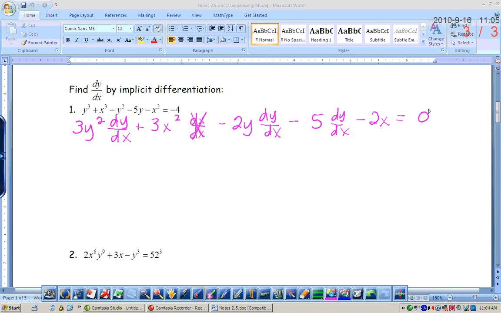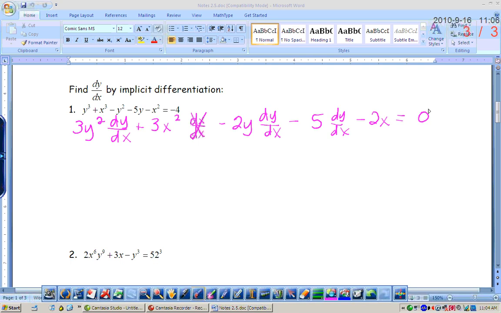Tamar? Not really, but let me think about that. But we're not finished yet, so that may kind of answer your question. We want to find dy dx, so ultimately I need to solve for dy dx.